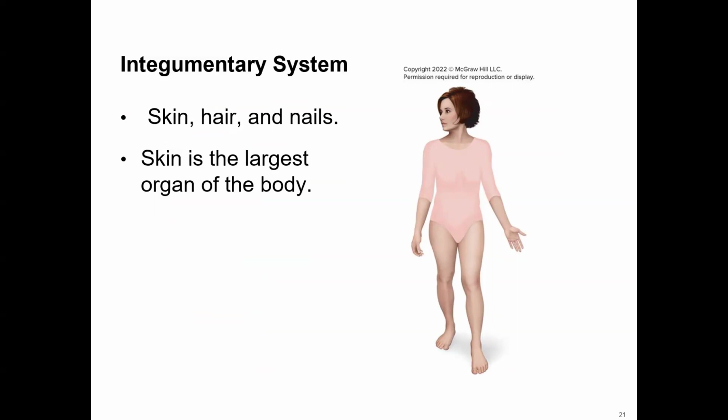The integumentary system, it's your skin, hair, and nails. Your integument is your covering of the body. Your skin is sometimes thought of as the largest organ of the body. It's there for protection, trying to keep out harmful microbes or toxins or anything on the outside.